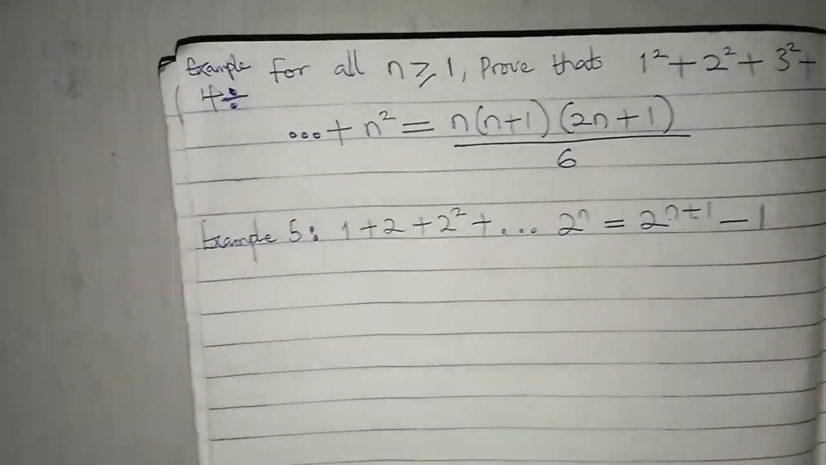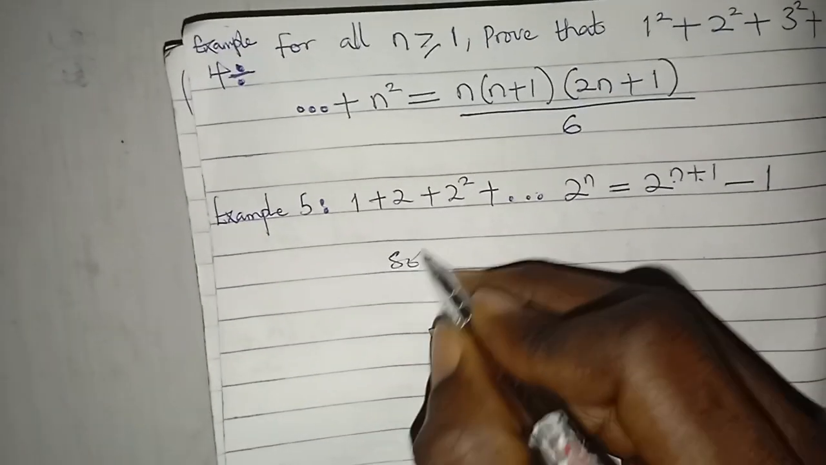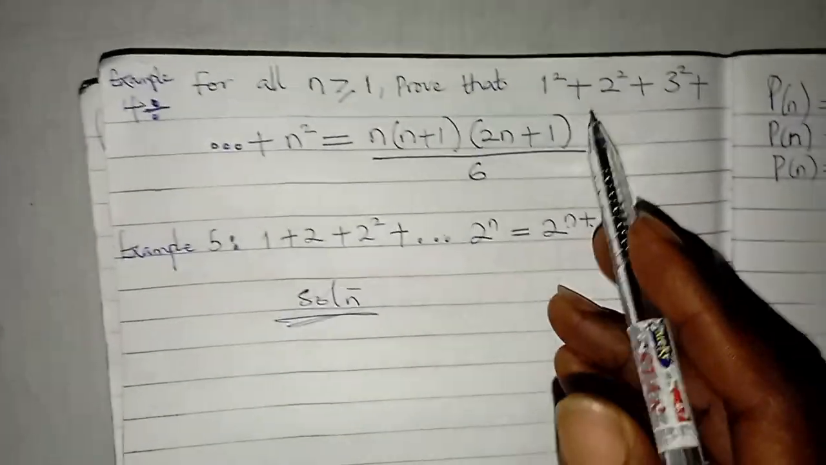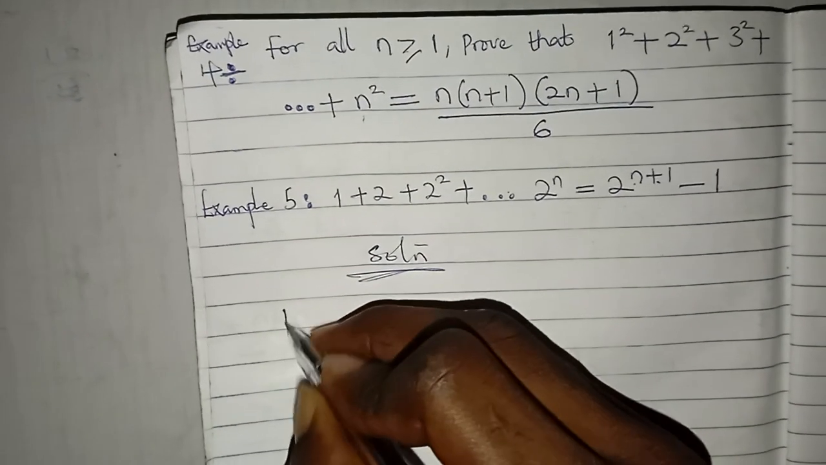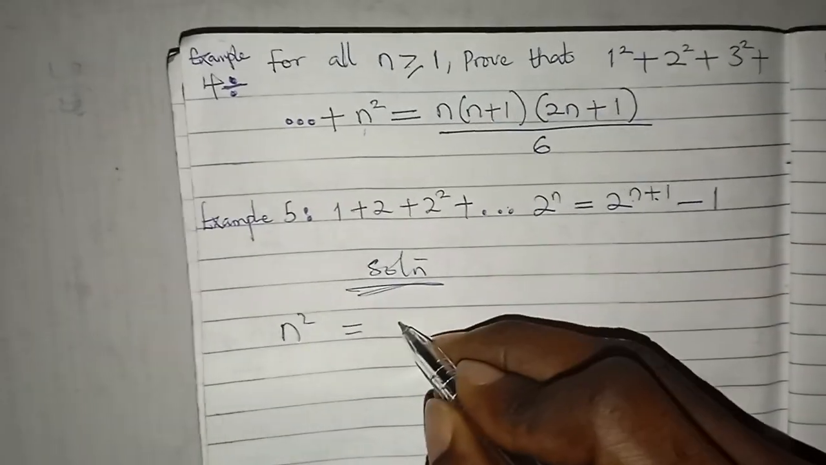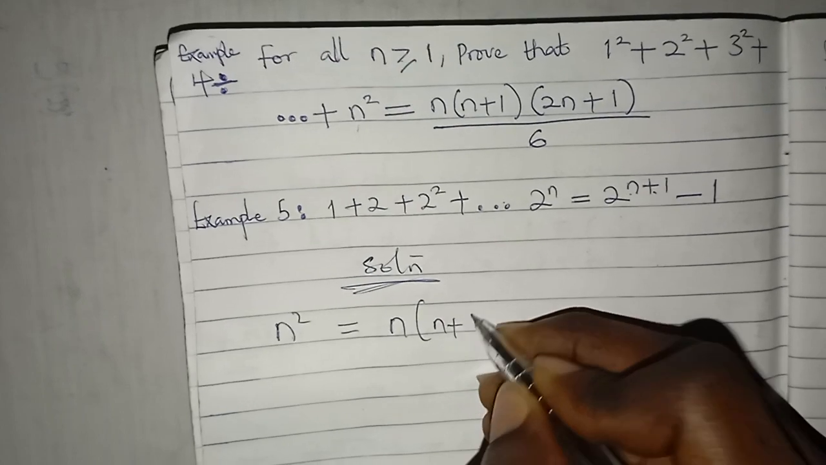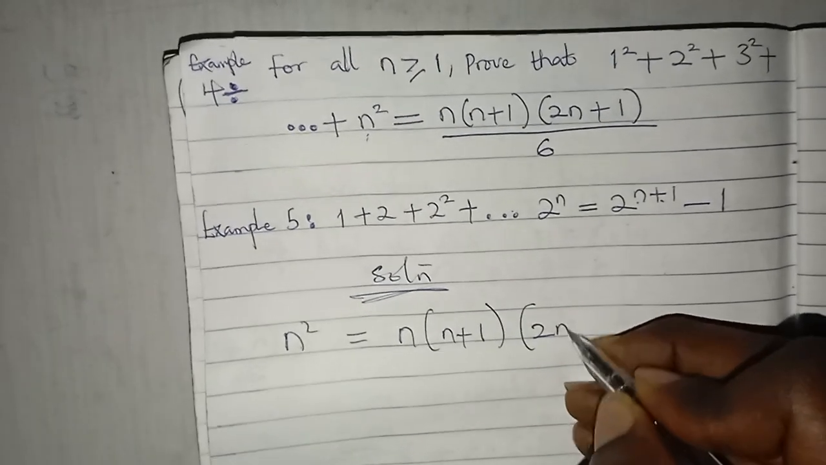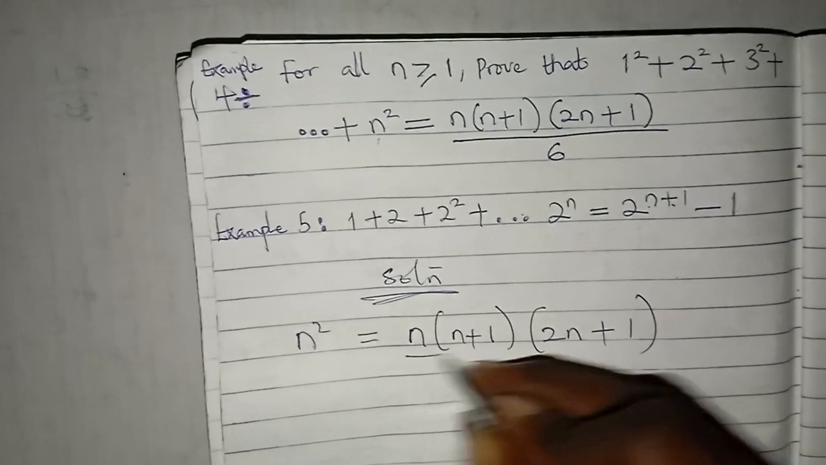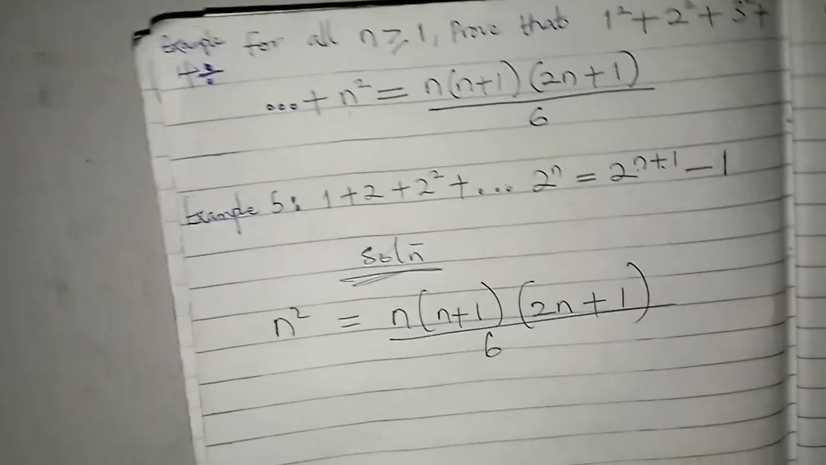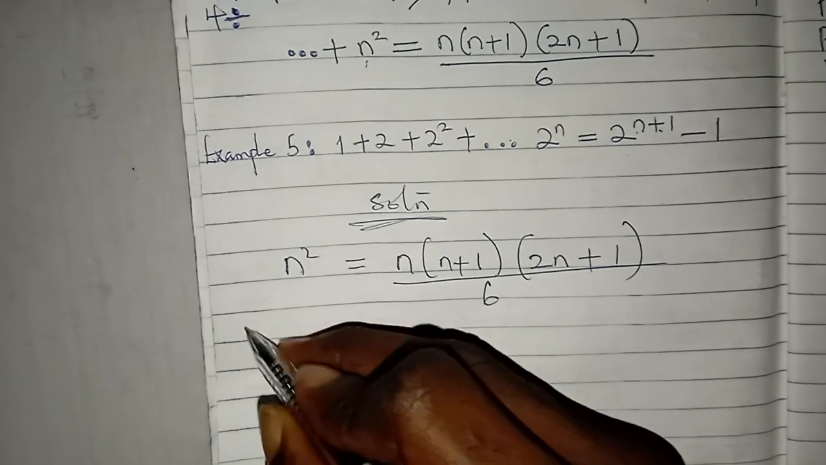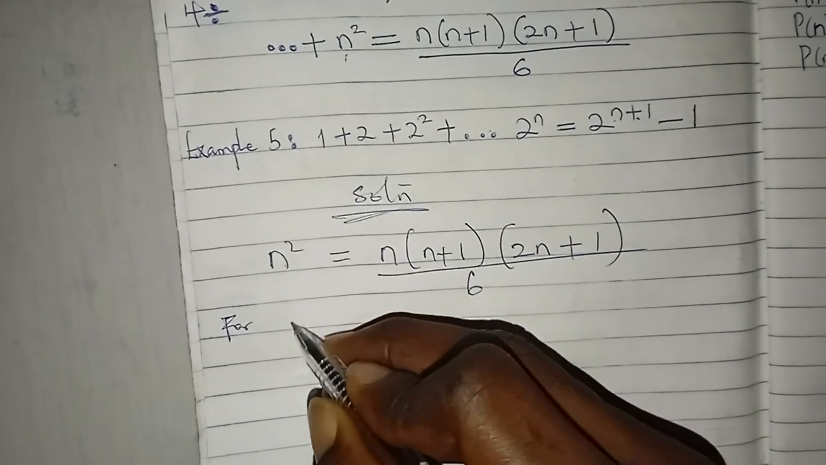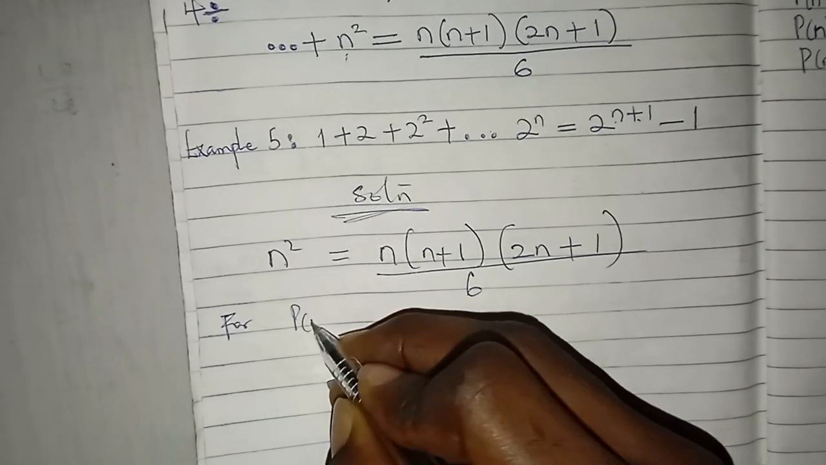And like I told you, I have that bad habit of not writing everything. I just carry the part that has n. So I'll just come this side. Where is n? Just this one, n square. I'll carry it, n square equals n plus 1 into 2n plus 1 all over 6. So I'll simply do, for the base step, for P of n equals 1.